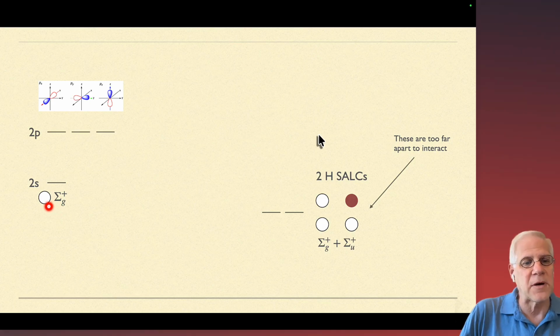So we see that we have our sigma g plus here for our 2s, and we have pi u and sigma u plus for these. Again, you can get these either by going through the different operations in the character table, or you can look up the various atomic orbitals in the character table as well. I do want to point out here, since we have a pi, that indicates that we have two orbitals that are degenerate, which means they have the exact same energy.